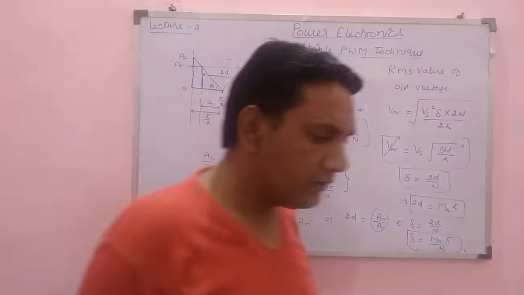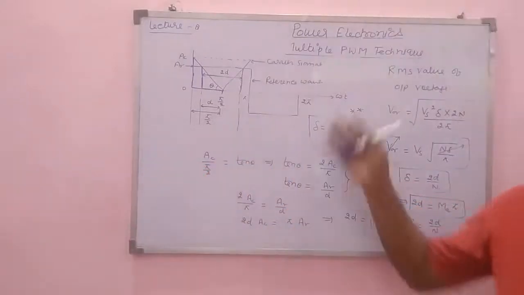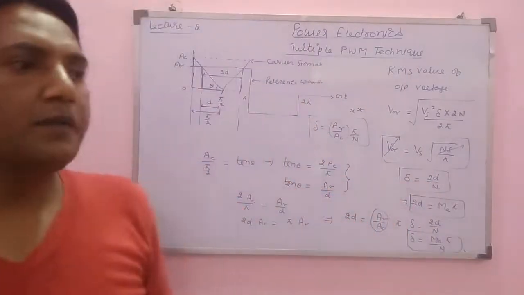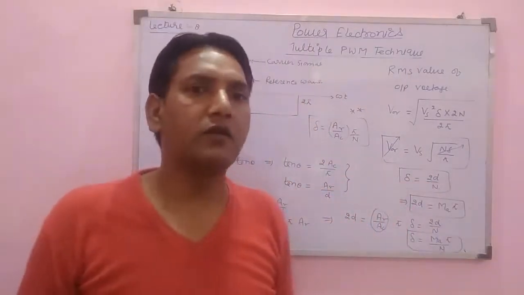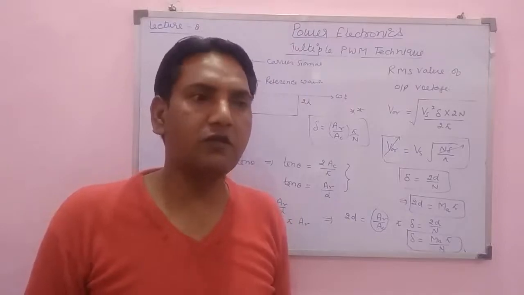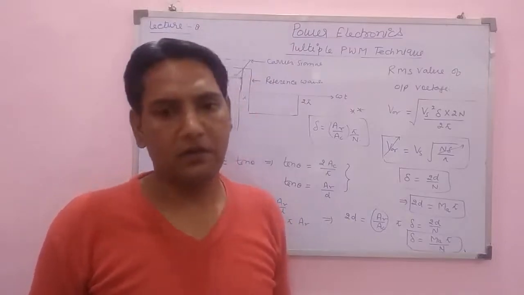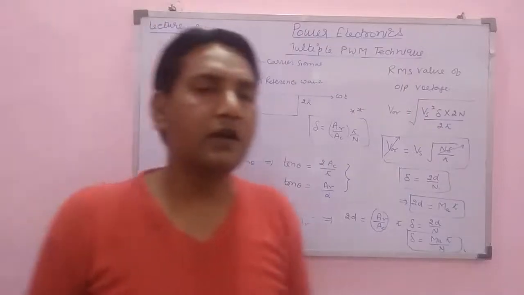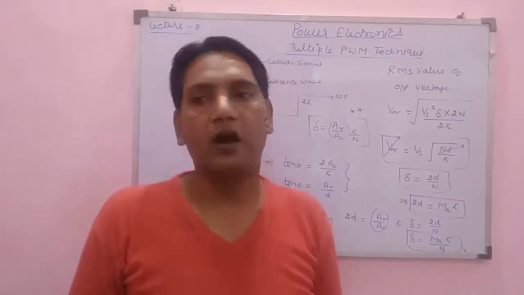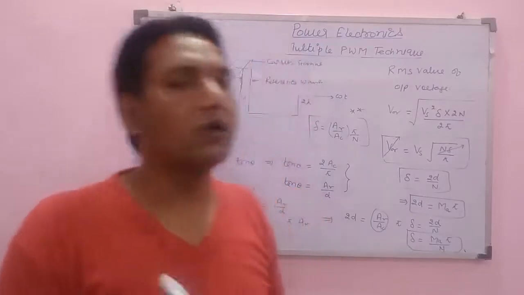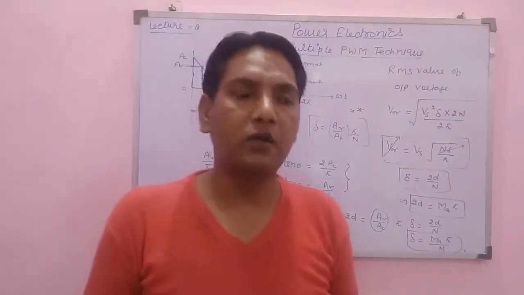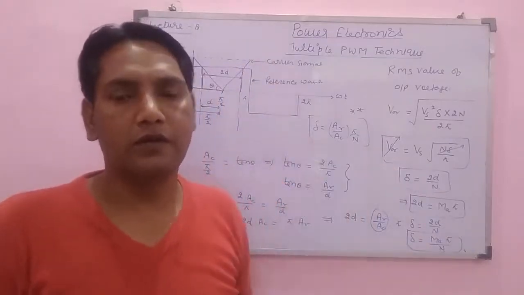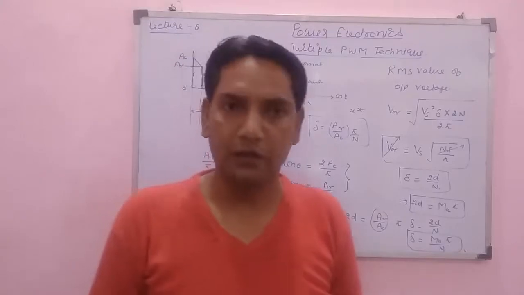So in this lecture you have seen that we have generated multiple pulses in each half cycle, and when multiple pulses are generated, the switching frequency is increased. And when the switching frequency increases, the harmonic contents are reduced, and if the harmonic contents are reduced, then the total harmonic distortion is reduced. Okay, so this is the advantage of multiple pulse width modulation, that total harmonic distortion will be reduced.